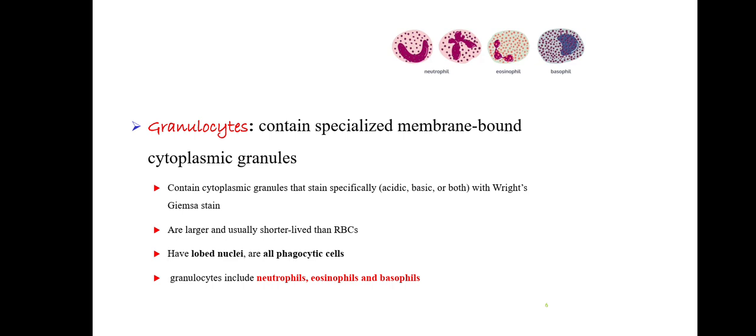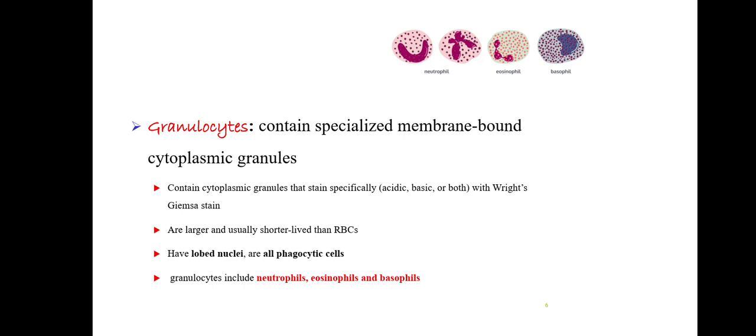They contain specialized membrane-bound cytoplasmic granules. In their cytoplasm, they have stains. Specifically, we have acidic, basic, or that particular white blood cell can have both. So these granules are what differentiate these three from the other two that I mentioned. I said the other ones end with cyte, monocytes and lymphocytes. Those ones are agranulocytes because they don't have granules.